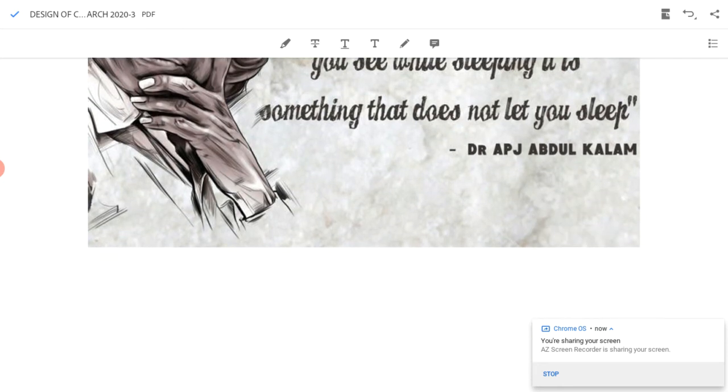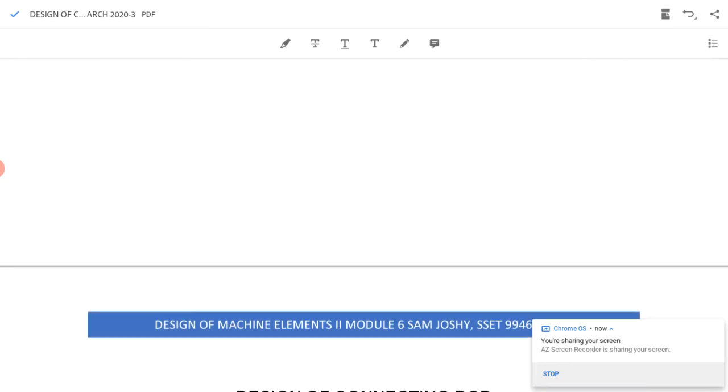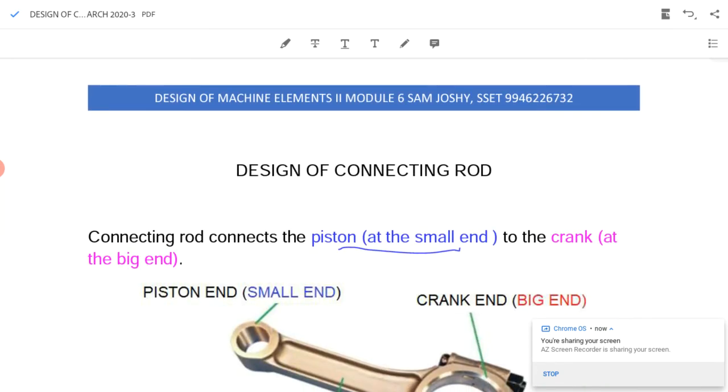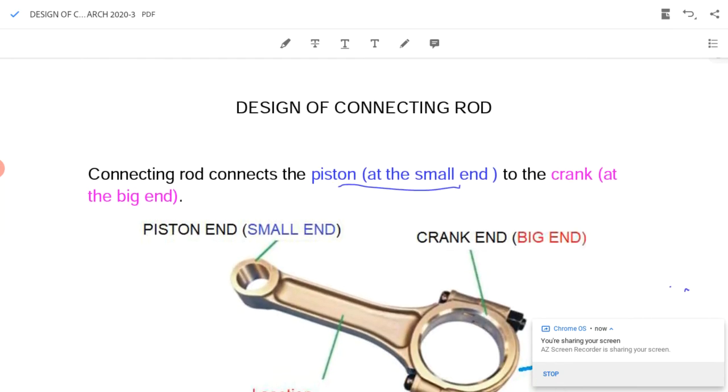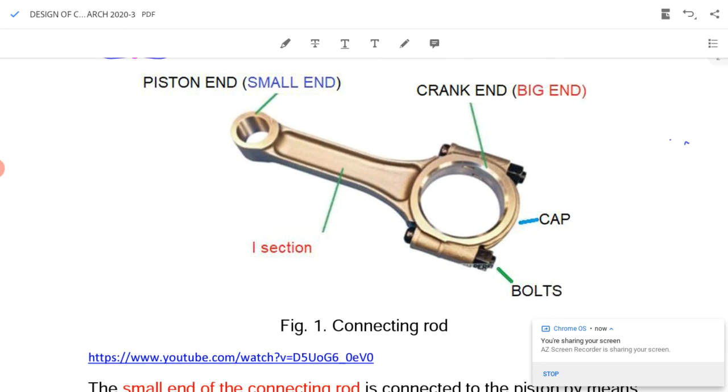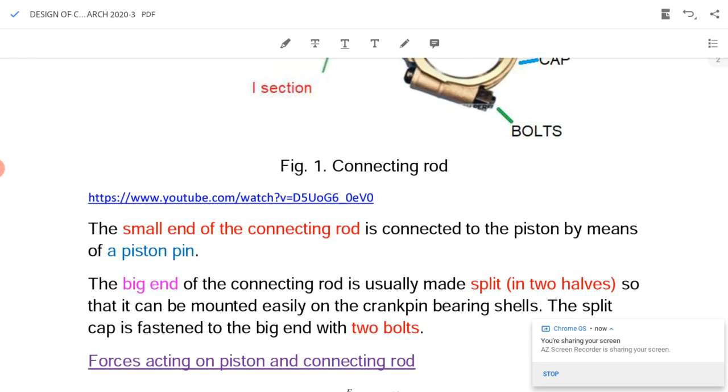In today's lecture, we will see how to design a connecting rod. A connecting rod is used to connect a piston at the small end to the crank so that the translatory motion of the piston is converted into rotary motion of the crank. We will see how it works from a YouTube link.